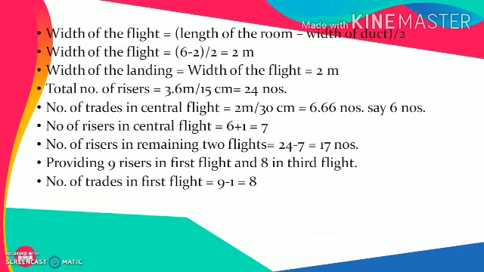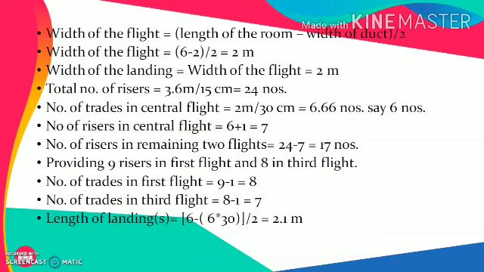So the number of treads in the first flight will be 8 and the number of treads in the third flight will be 7. So the length of landing will be (6 minus 6 into 30, the space occupied by the treads) upon 2, where 6 is the overall length of the room available. So it will be 2.1 meter. And in this case the size of landing will be a bit more, and will be 2 meter by 2.1 meter.